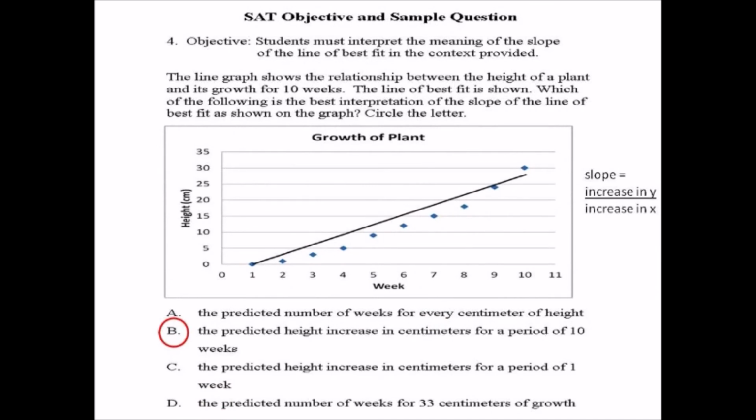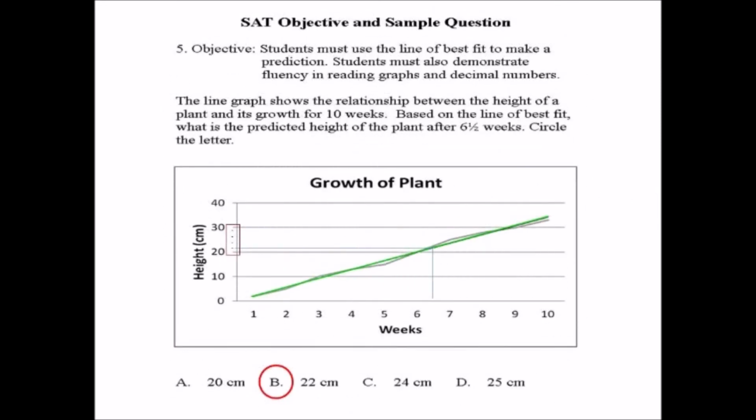The answer was B. The predicted height increase in centimeters for a period of 10 weeks. So the slope, and you must know the definition for slope, is the increase in y over the increase in x. And once you know that, then the increase in y would be the height. You're talking about the height, and the increase in x would be the number of weeks. So it's the predicted height increase in centimeters for a period of 10 weeks. Again, no working. You just have to know about graphs.